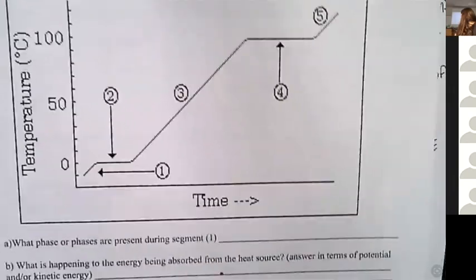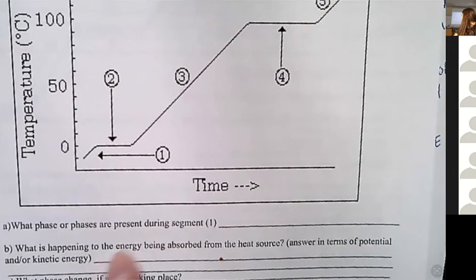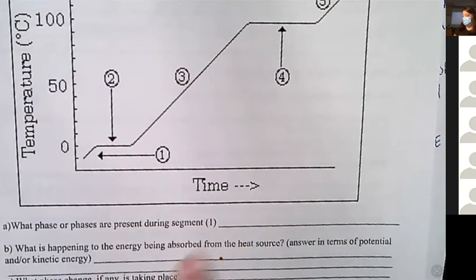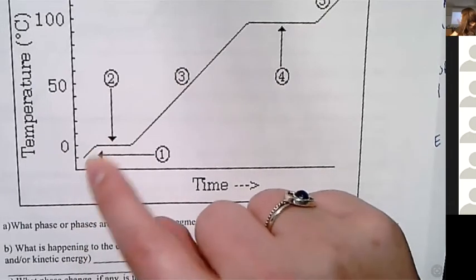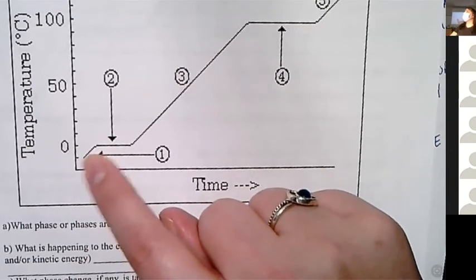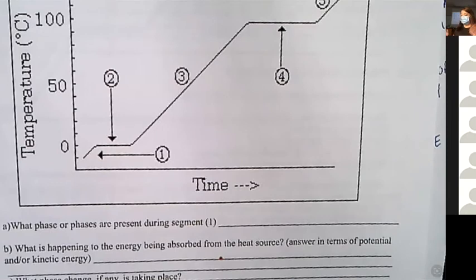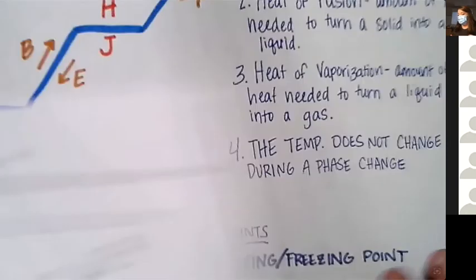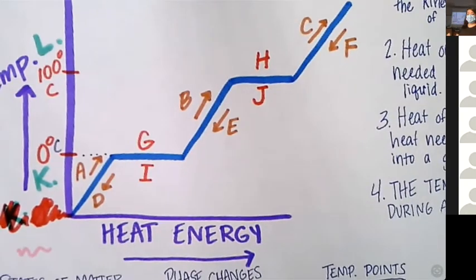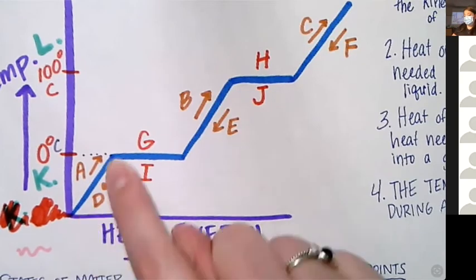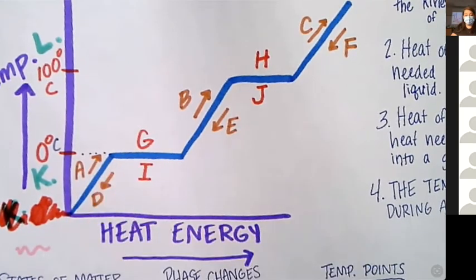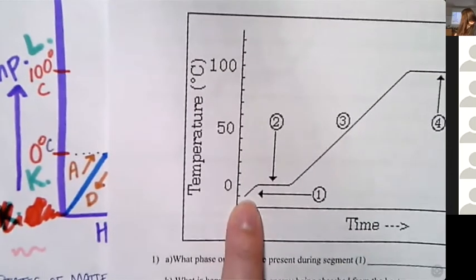So the first question says, what phase or phases, that means plural, are present during segment 1? Well, here's segment 1 right here, this little guy right here. So if you're like, I don't know, use your notes. That's why we just did them. So that's the same segment that it has right there.